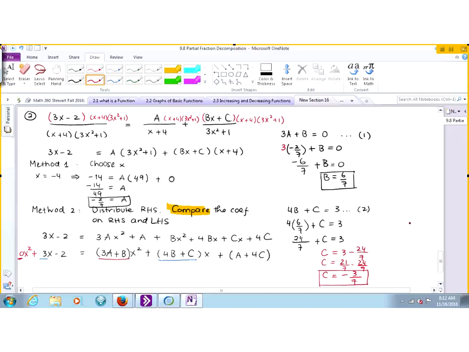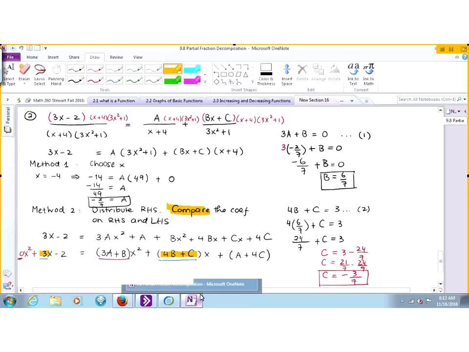Okay, good questions. Why is 4b plus c equal to 3? What is the coefficient of x on the left side? 3. What is the coefficient of x on the right side? 4b plus c. Yes. So since they're equal, the coefficients must be equal.